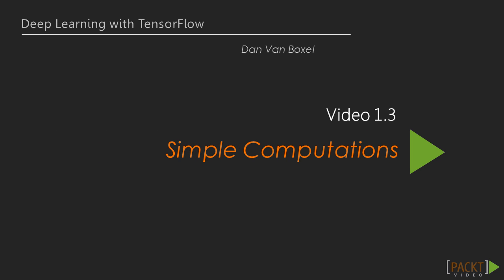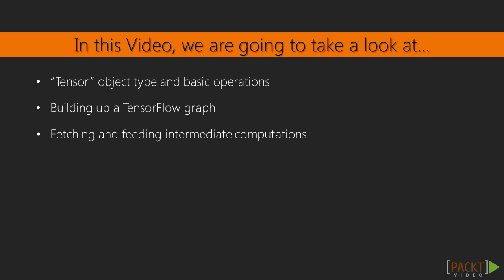In the previous video, we installed TensorFlow. In this video, we'll learn how to perform simple computations. First, we're going to take a look at the tensor object type. Then, we'll look at the graph understanding of TensorFlow to define computations. Finally, we'll run the graphs with sessions, showing how to substitute intermediate values.